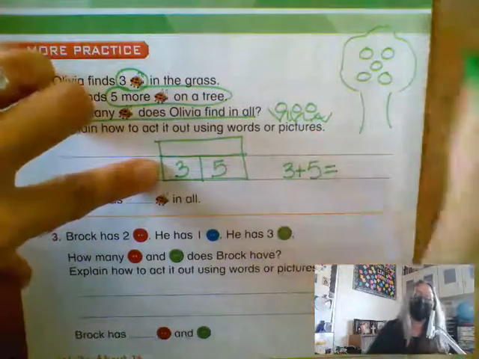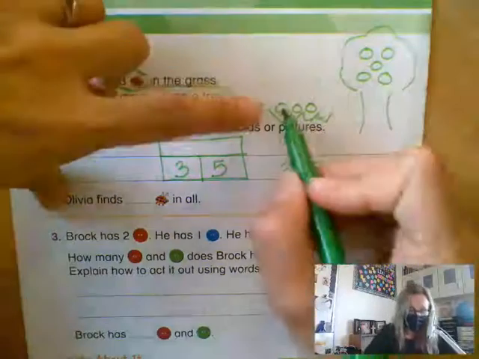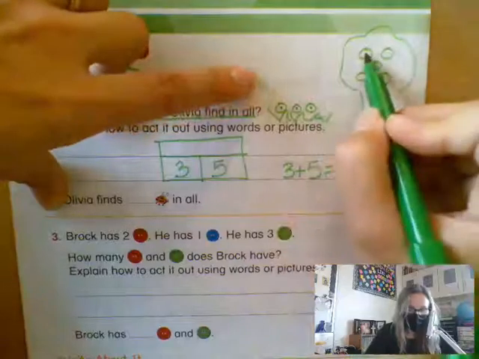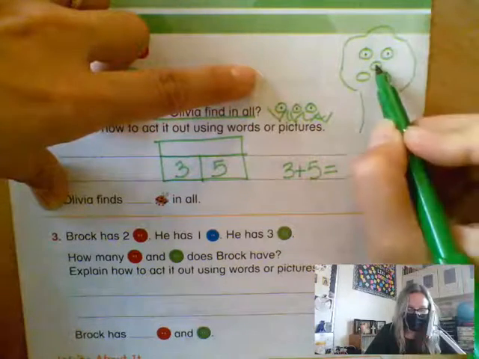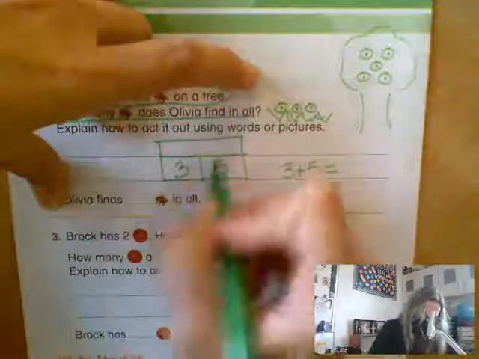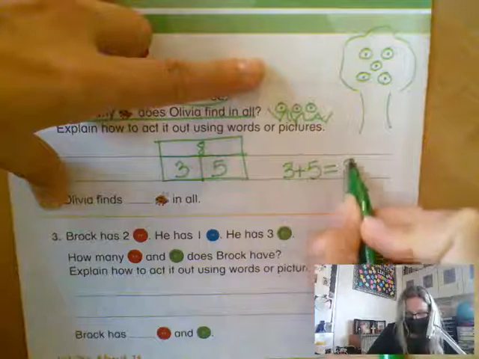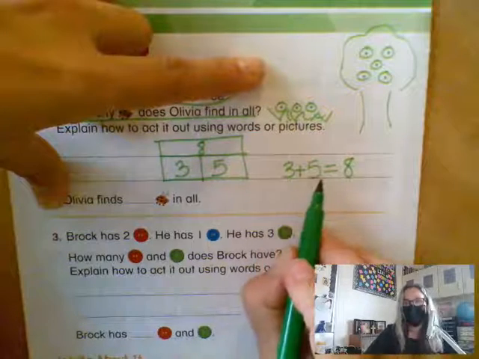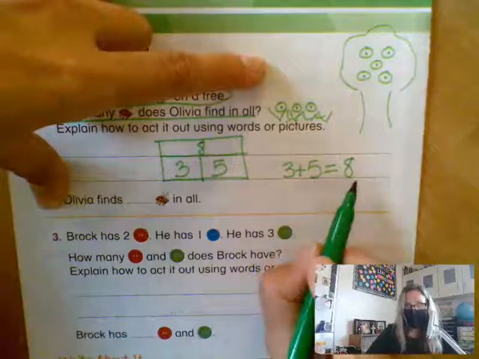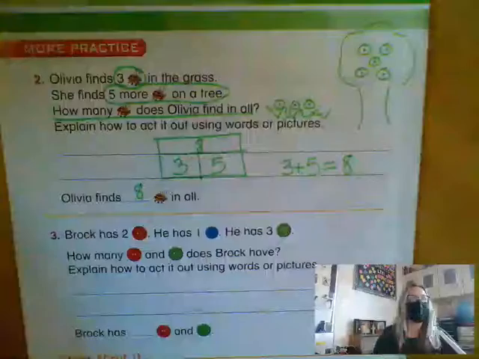Now let's count them all to get the sum or the whole. Okay? Count with me. 1, 2, 3, 4, 5, 6, 7, 8. So my whole amount is 8. My 3 plus 5 equals 8. Addend, sum. Part, whole. So Olivia finds 8 ladybugs in all.